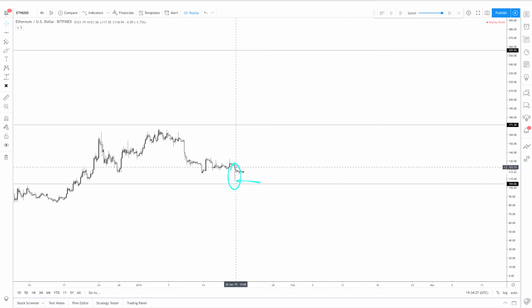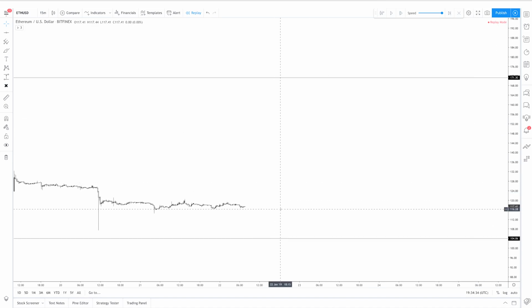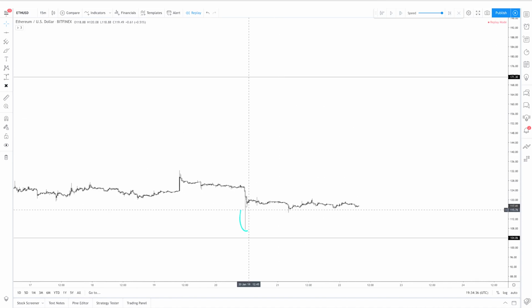So here's your 4-hour candle. Long lower wick, buyers very present. Let's see what it looked like on a 15-minute chart. I'd say the sellers ran out of steam there. So now we have established a swing low.